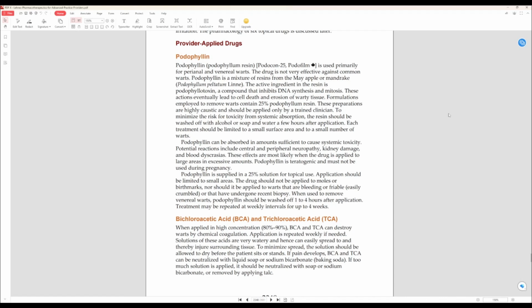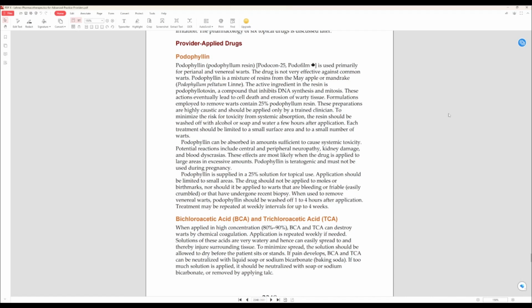The formulation employed to remove warts contains 25% podophyllin resin. These preparations are highly caustic and should be applied only by a trained clinician. To minimize the risk of toxicity from systemic absorption, the resin should be washed off with alcohol or soap and water a few hours after application. Each treatment should be limited to a small surface area and to a small number of warts.